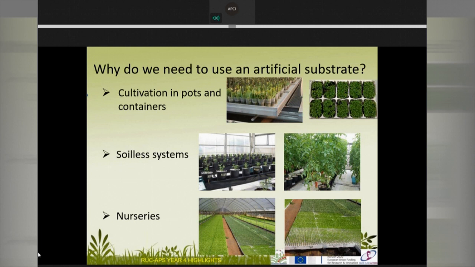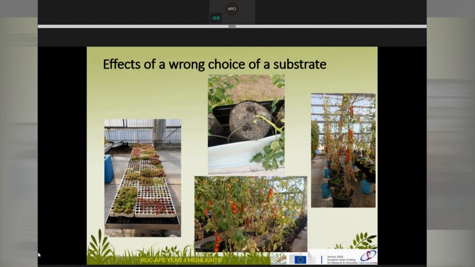and nursery production. In each of these areas, using an optimal substrate is essential to obtain high-quality plants and to guarantee high yield. In fact, a bad substrate choice can completely compromise growth and production of plants, as shown in these pictures.